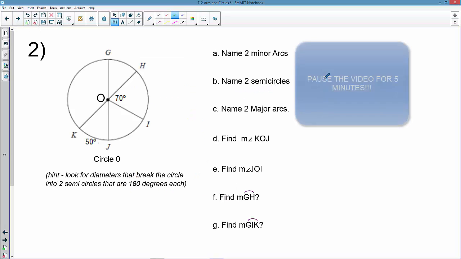Okay, let's go to this problem. So I want you to try this. If you have a teacher showing you the video, pause the video. If you're watching it on your iPads, like tonight before your homework or if you're absent, pause the video and try these problems, and then I'll go over the answers.